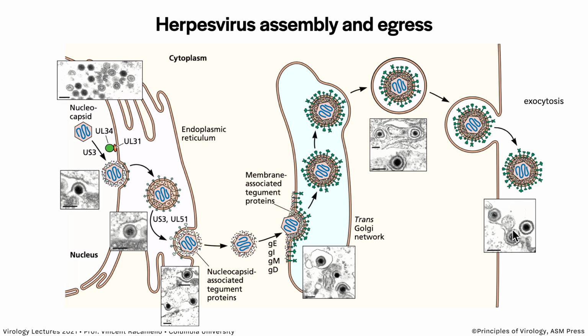And these are pictures, EMs, at every step to show you what's really happening. It's really cool. So this envelope, this membrane, is derived from the trans-Golgi network, see? Even though it got the first one from the nuclear membrane, it threw it out, didn't like it.